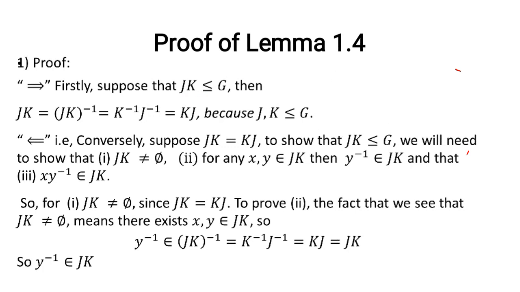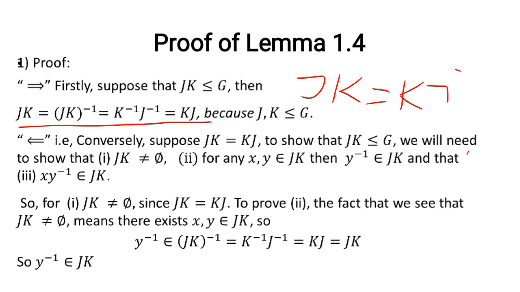We succeeded in showing that based on this line, JK is the same as KJ. So we're through with the first part of the proof. That's why we stopped quickly. You understand? So the next part is the converse part, the opposite direction.